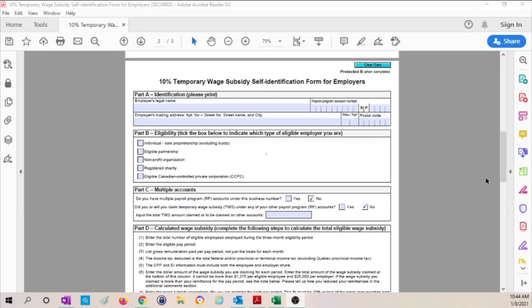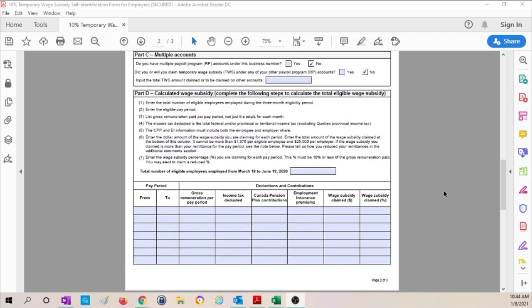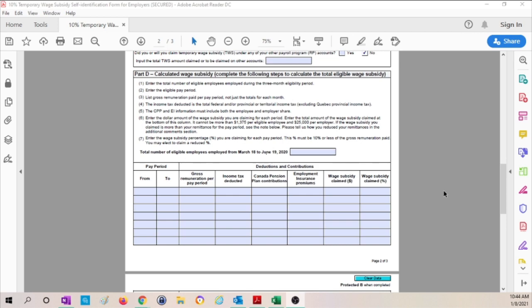I am the Happy Bookkeeping Coach, and there have been some questions that I've heard about this PD27, the 10% temporary wage subsidy self-identification form for employers. Some of the confusion has been regarding how we are reporting the TWS, because when we calculated our TWS, that's the 10% wage subsidy that we could decrease our payroll remittances by, it was calculated on the paid date.